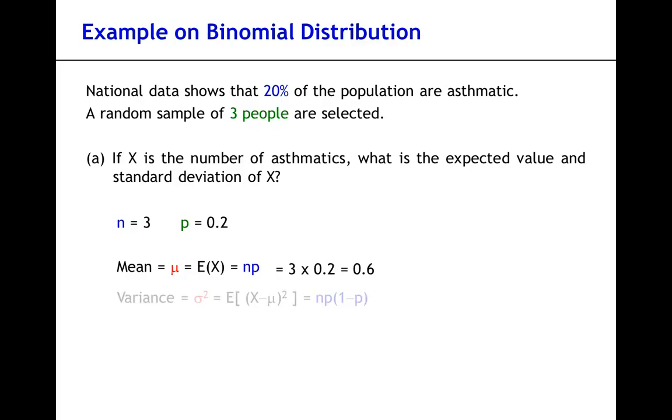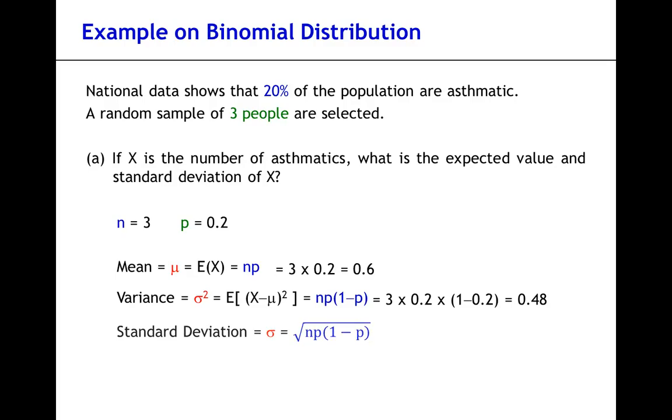To get the standard deviation, we have to first find the variance using the formula N times P times 1 minus P. Substitute the N and the P's to get the variance as 0.48. Finally, to get the standard deviation, take the square root of the variance to get 0.693.